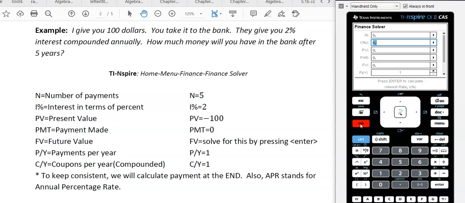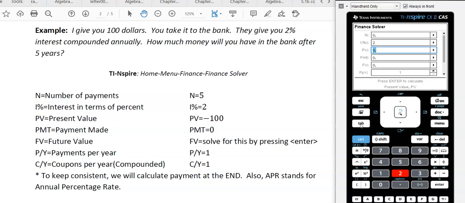So when you're entering the same problem in the calculator, you want to enter this as a percent, not as a decimal. So you do want to put, see how it says interest in percent? So I'm going to put 2 there because it is 2%. Future value is your goal, and present value, PV, is your starting point. So how much money did you put in the bank?